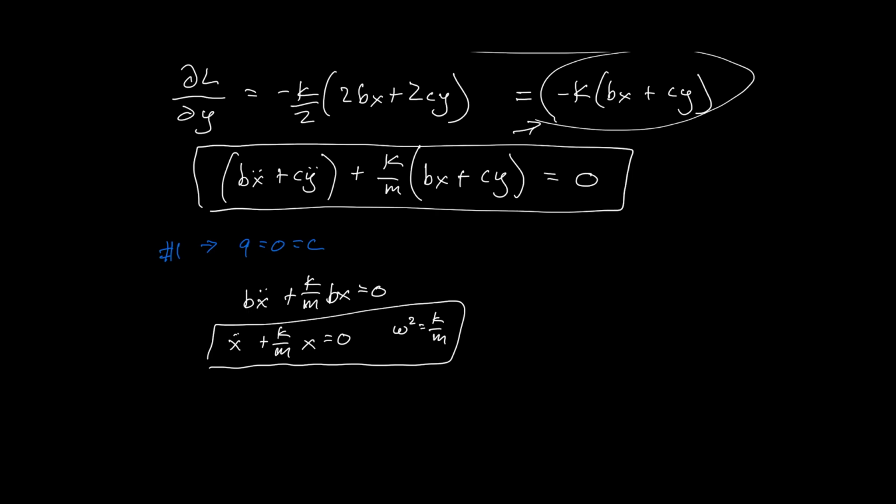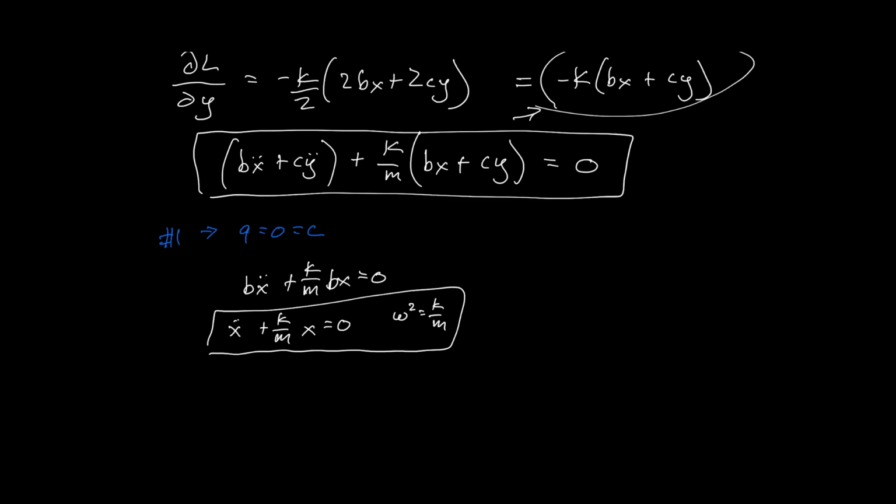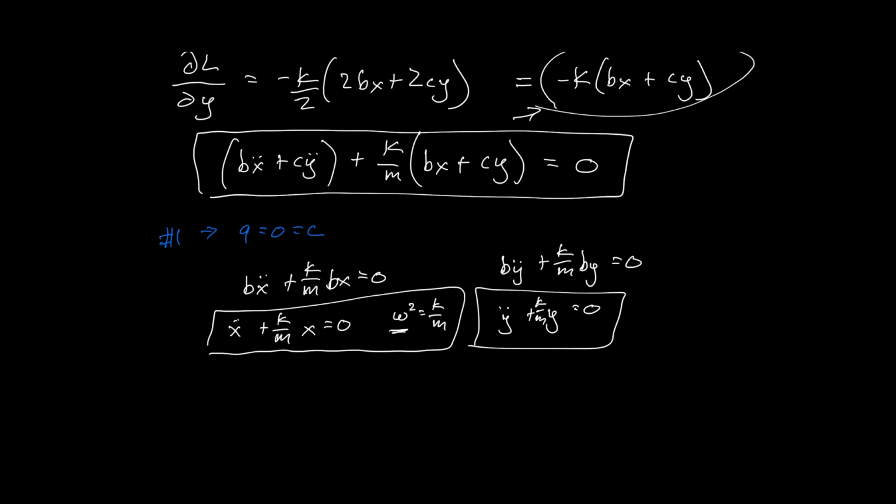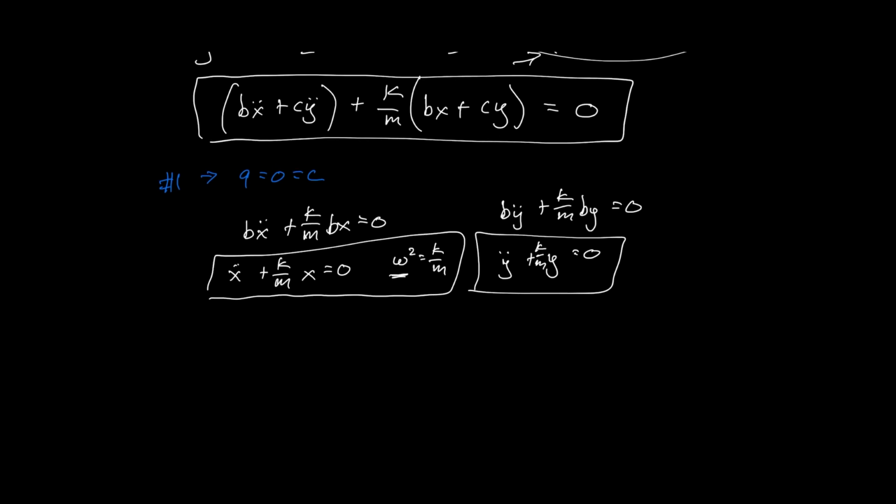And then if you have our other equation, you get by double dot plus k over m by equals 0. You get the exact same thing: y double dot plus k over m y, or omega squared y, equals 0. So we get our harmonic oscillator again. So write that down. Harmonic, because what physical system? It's a harmonic oscillator in 2 dimensions, x and y.